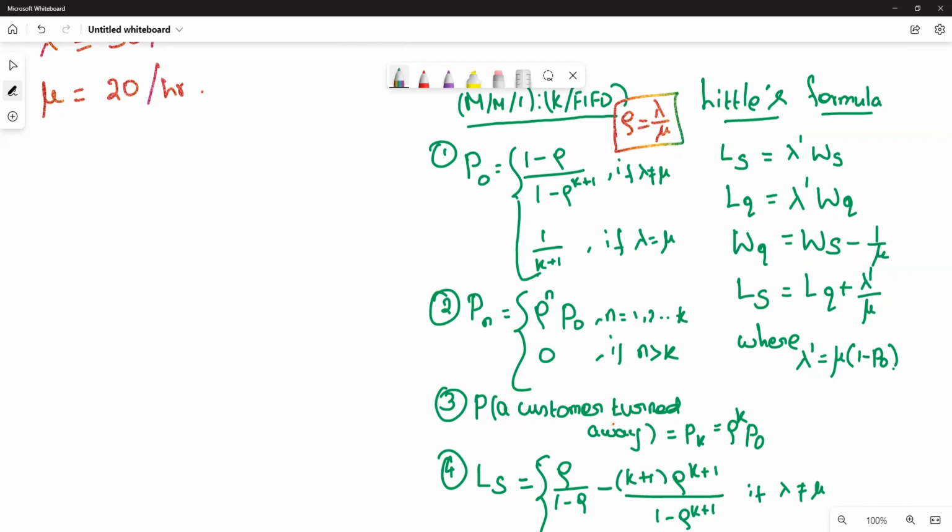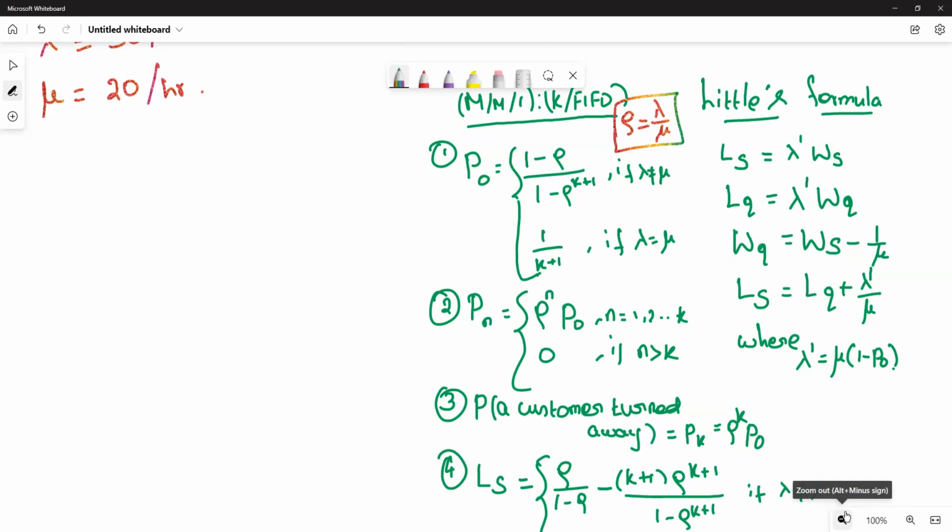Next, the probability that a customer is turned away. When will the customer be turned away? When the capacity is full, the incoming customer cannot wait, so he will turn away. So the probability that the customer turns away is nothing but the probability that there are already K customers in the system. Same formula, Pn, in the place of n we'll use K: rho to the power K times P naught. So if they ask you the probability that a customer is turned away, we have to find Pk.